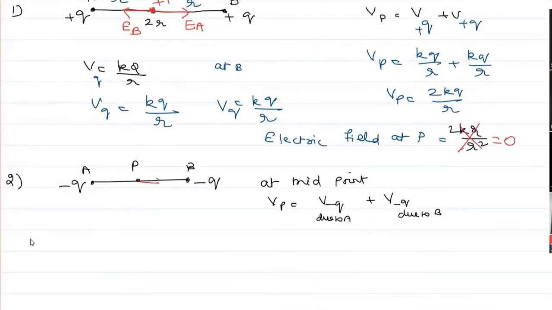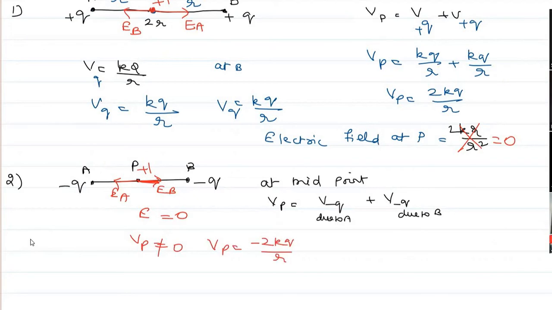If you calculate, electric field will be what? For this, it will be EB, and for this, it will be EA, because you are keeping a positive charge here. Equal and opposite electric field. So electric field at the midpoint will be 0, whereas the potential will not be equal to 0. Potential, if you calculate, you will get minus 2KQ by R, because it is minus sign. So negative for negative charge, positive for positive charge.